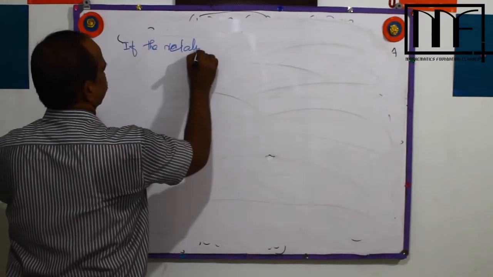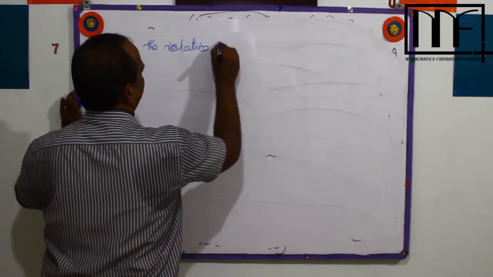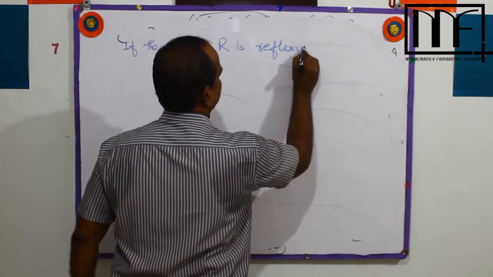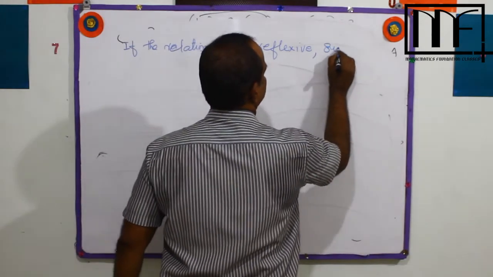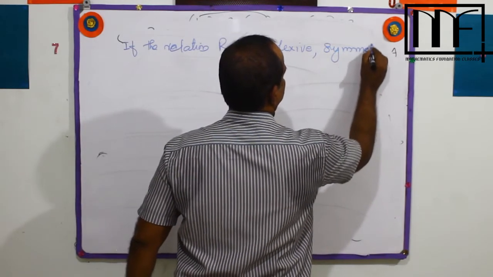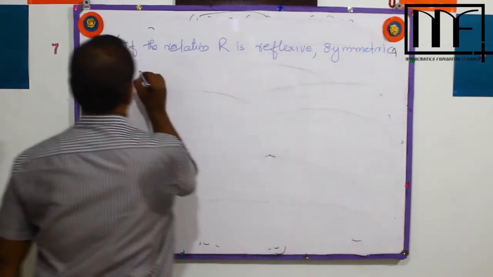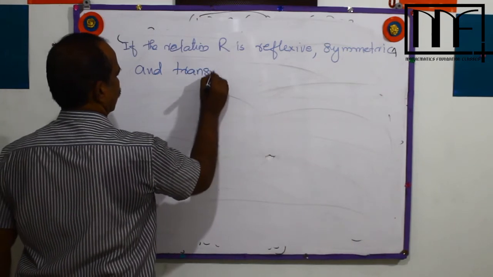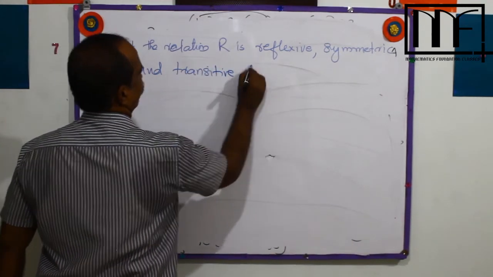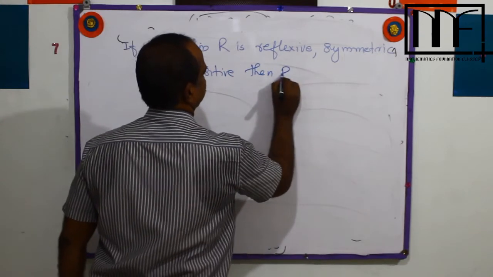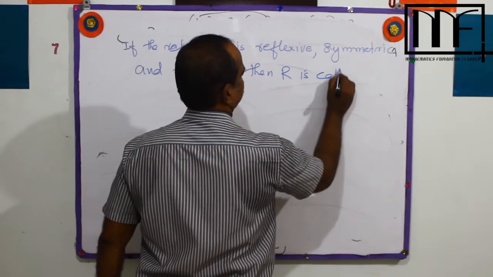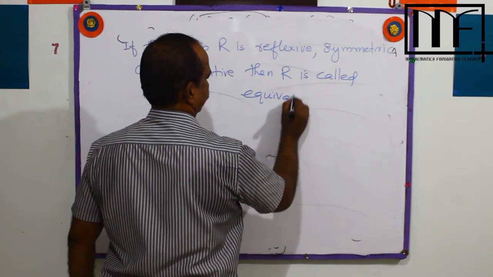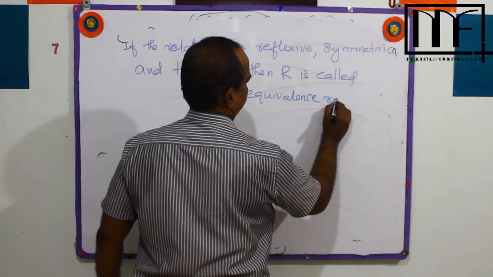If the relation R is reflexive, symmetric and transitive, then R is called an equivalence relation.